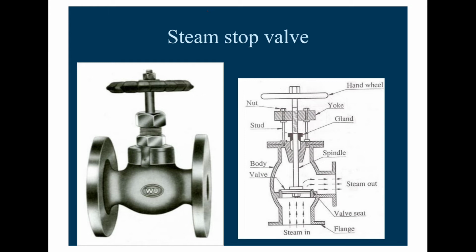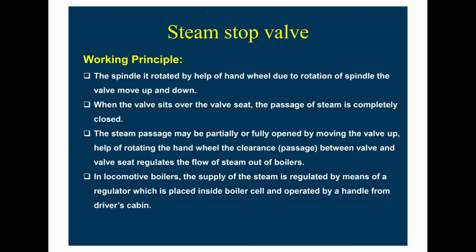If you rotate the hand wheel in the anti-clockwise direction, the valve seat automatically provides a small gap between the valve and the valve seat. Finally, the steam is able to enter from bottom to top. In the steam stop valve, the spindle is rotated with the help of the hand wheel. Due to rotation of the spindle, the valve moves up and down. Through that, we can control the steam flow from in to out.